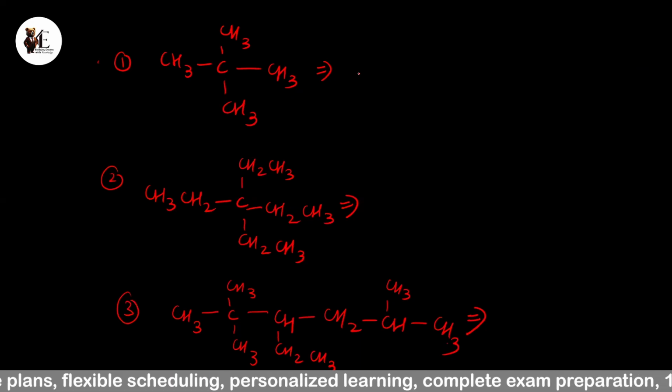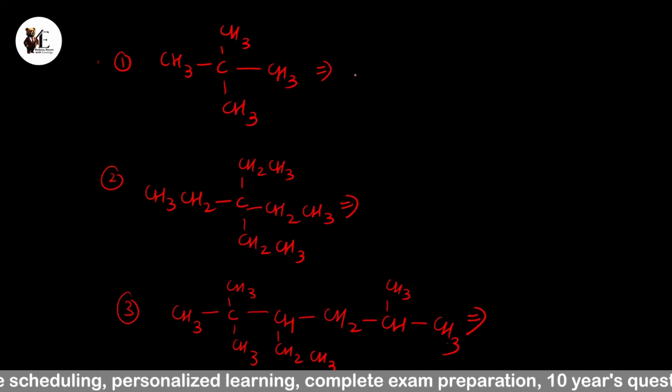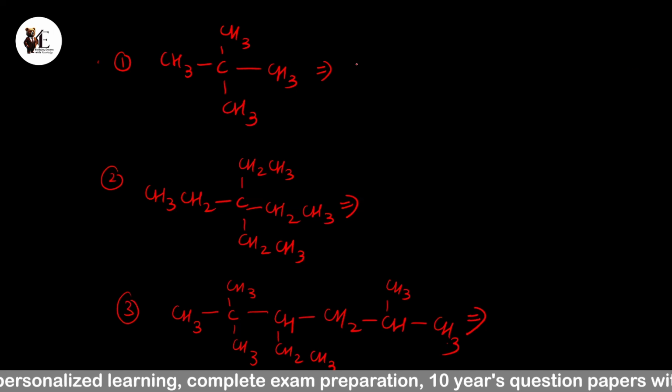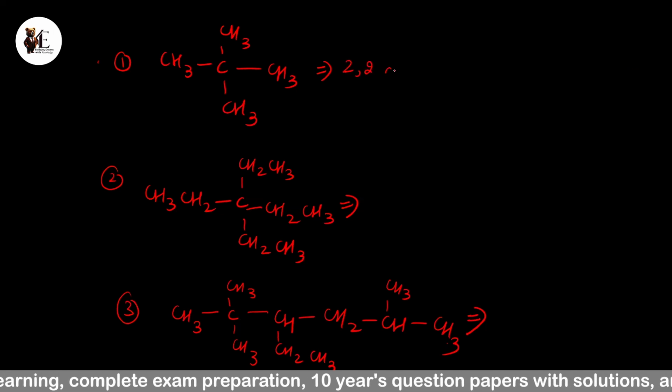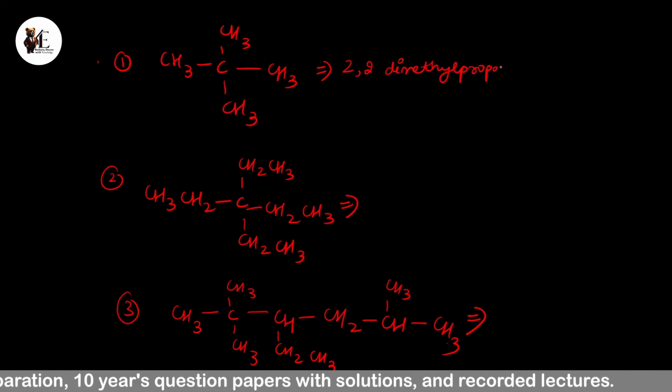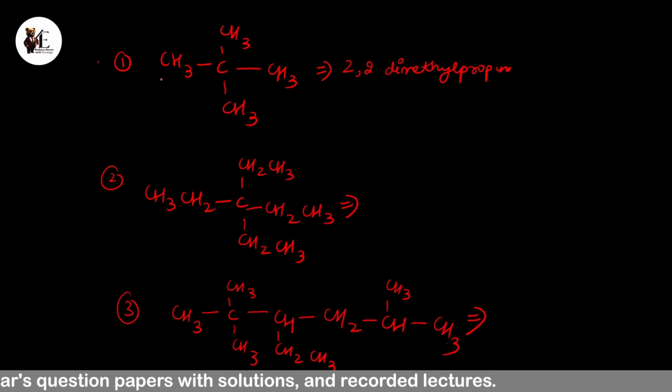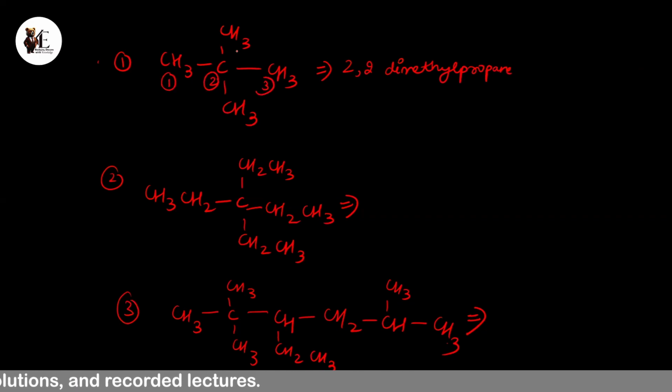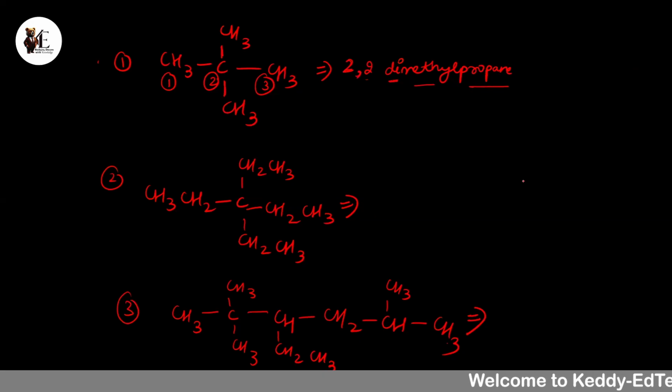What is the name of first compound, Alicia? 2,2-dimethylpropane. Yes, very good. 2,2 dimethyl propane. Because counting will start from here or start from here, it's the same thing. 1, 2, 3. At the second position, you have 2 alkyl groups. So you have to repeat these numbers twice, 2,2. We have to write di, then methyl, then propane. Okay. What is the name of second compound?